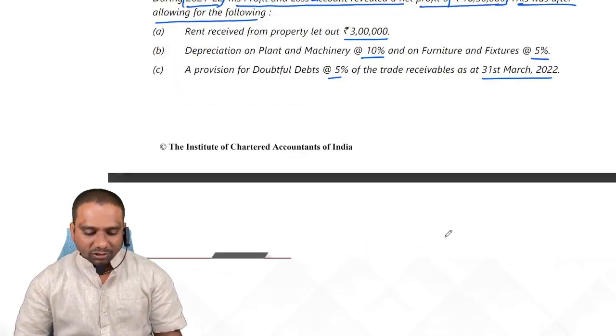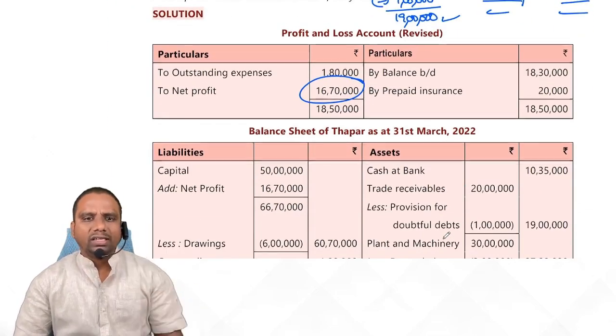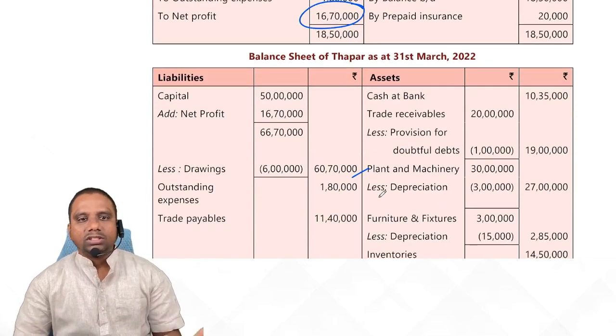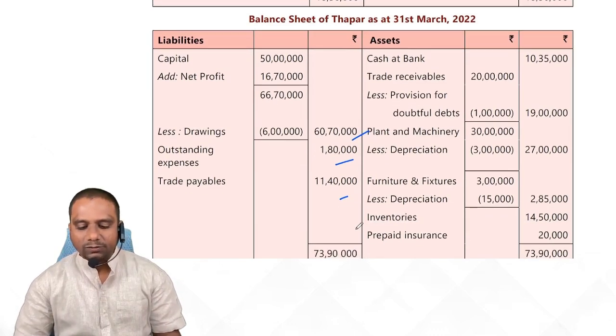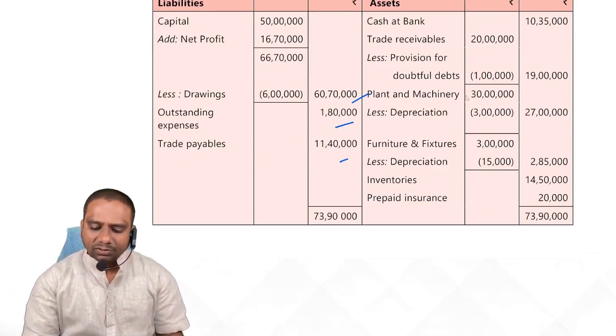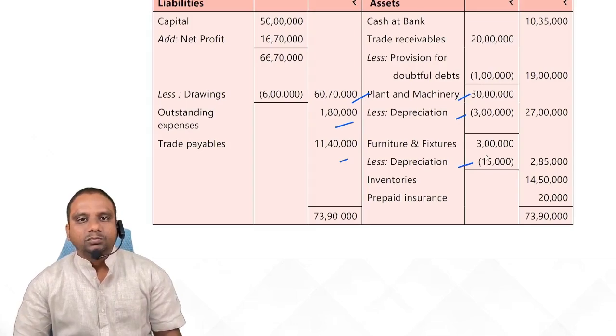To get the problem solved, students, first you plan your working. 60 lakh 70,000 is capital. Outstanding expenses, just now we have provided. Trade payables, meaning liabilities. Is it clear students? And at the time of writing assets, don't forget to deduct depreciation provided. Is it clear?